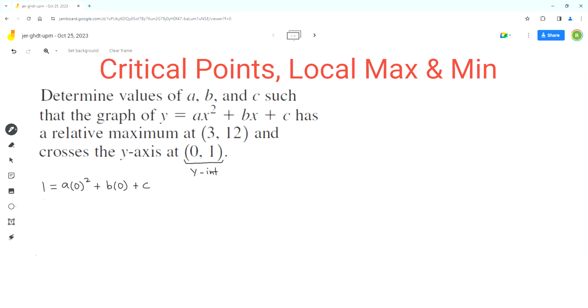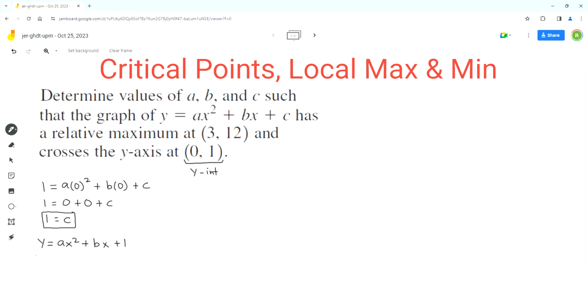Now the first term, a times 0 squared, will just be 0, b times 0 is 0, plus c. So we get 1 equals c. So this is the value of c. Now we can sub in this value of c in the equation of the function. So the equation of the function becomes y equals ax squared plus bx plus 1.